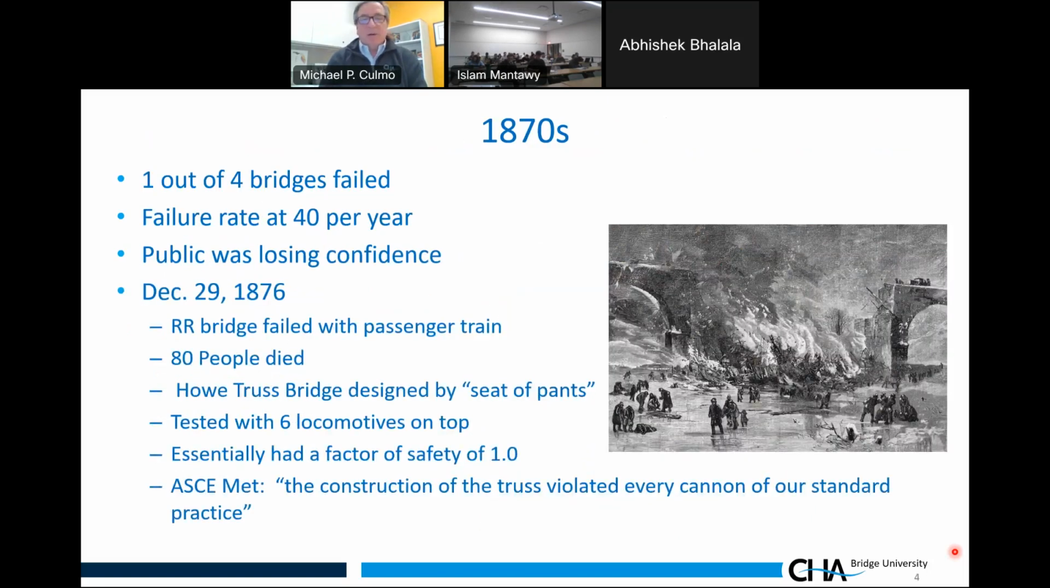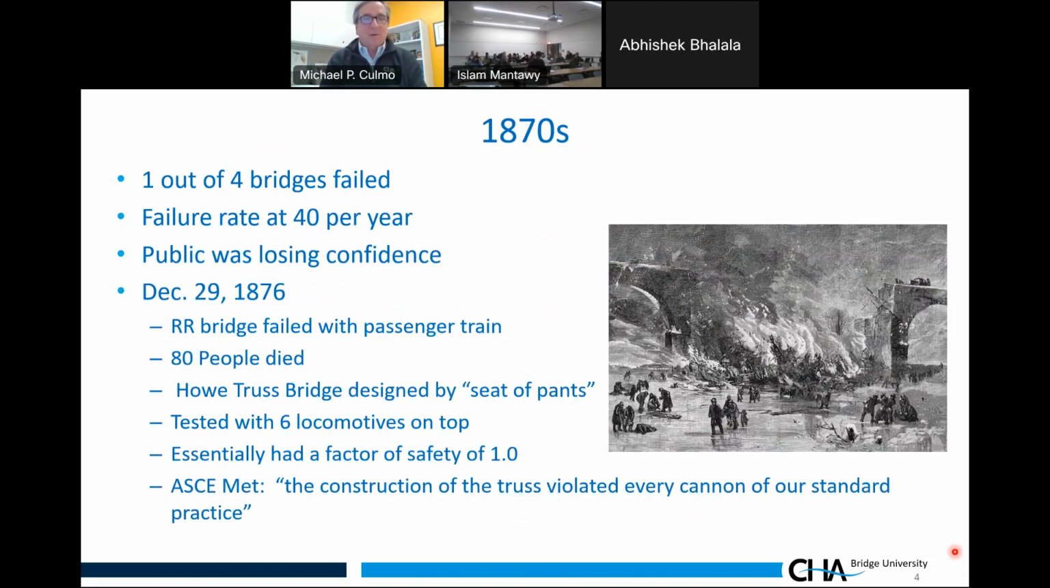1870s come along. A big thing in the 1870s were railroads. They were really significant. Still not a lot of highways in the 1870s, but there were lots of railroads around the U.S. And at that time, 1 out of 4 bridges were failing. And the graphic shown on the right is showing the failure of a bridge from 1876.